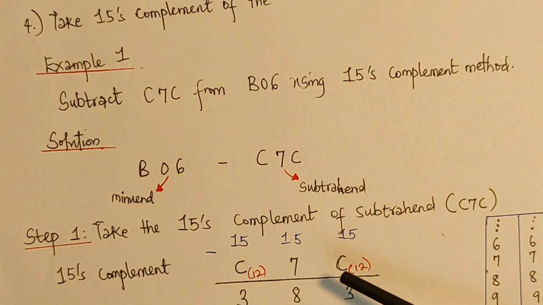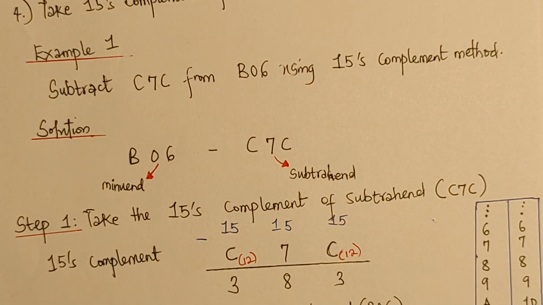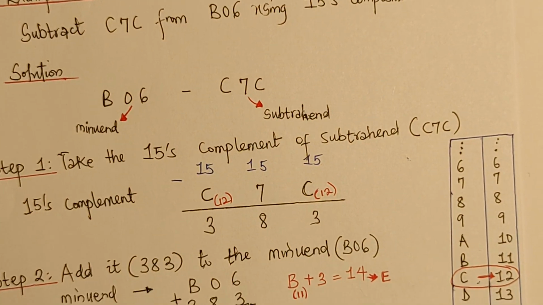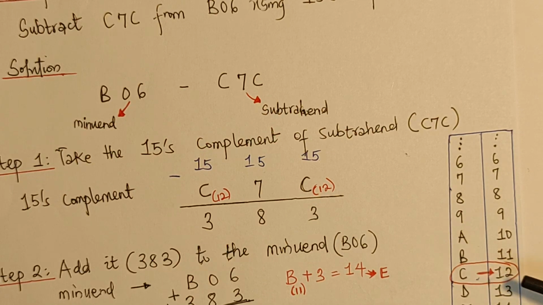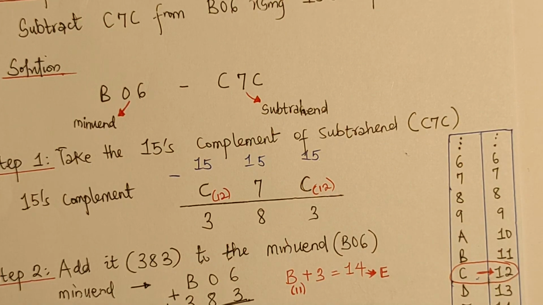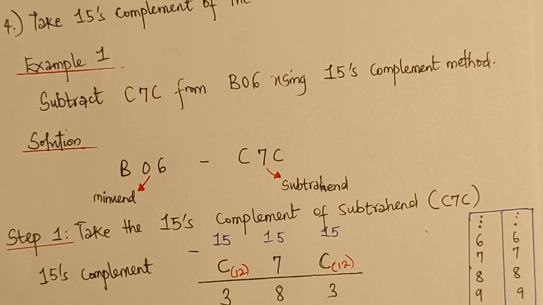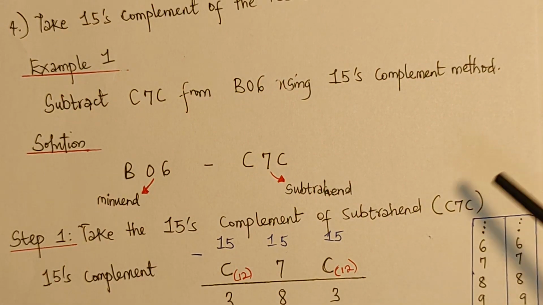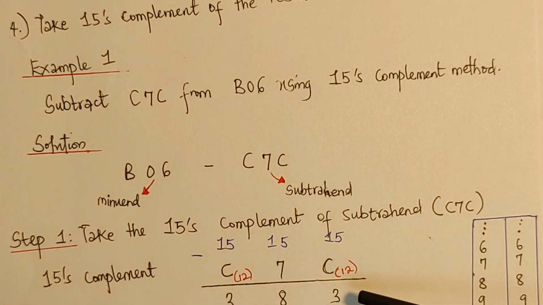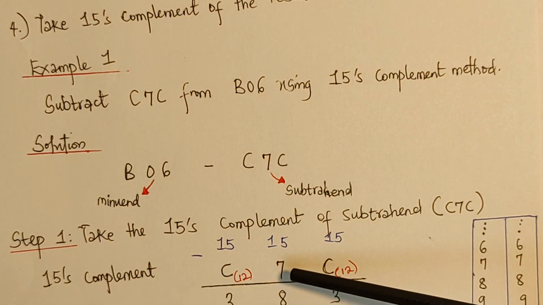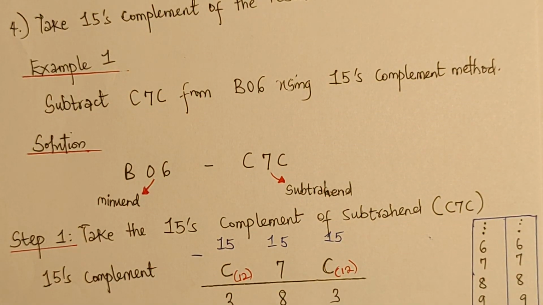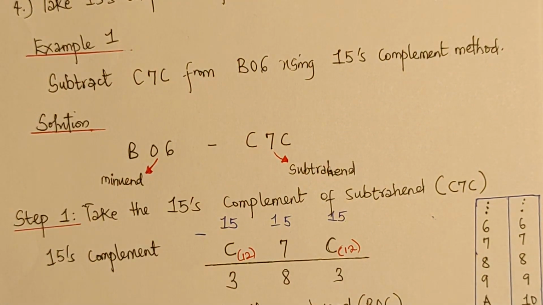Now, what is our C? Our C is 12. As you can see here, in our hexadecimal form, C is 12, D is 13, E is 14, and F is 15. So at this point, our C is 12. So 15 minus 12 is 3. 15 minus 7 is 8. And 15 minus C is 3.